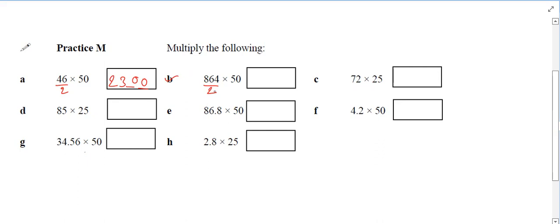864 divided by 2 is 432 with remainder 0, so we'll add 2 zeros. Okay. Yash, C1.